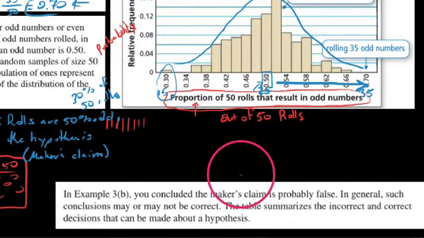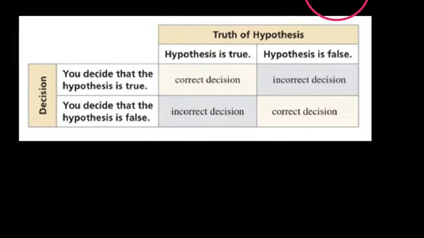The way we could sum this up is in a table that describes the 4 different possibilities when it comes to making a decision and whether or not you're right or wrong. We have 2 rows and 2 columns in our table, and our row values indicate what kind of decision we come to. Do we decide that the hypothesis is true, or do we conclude that it's false?